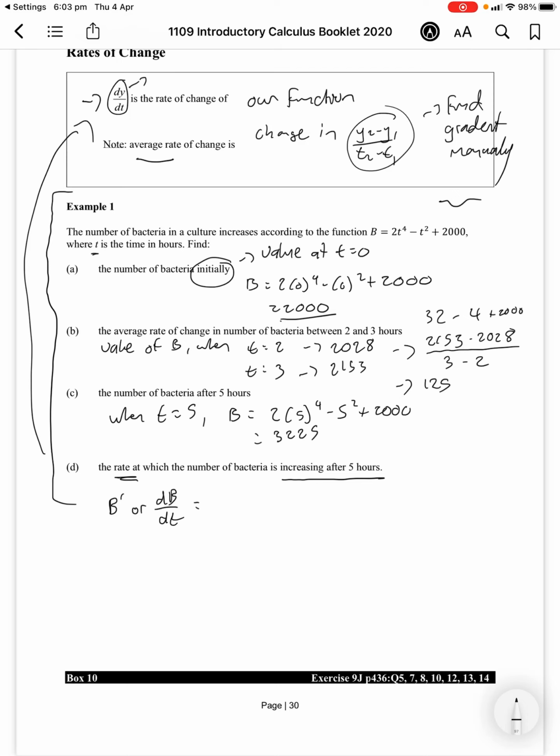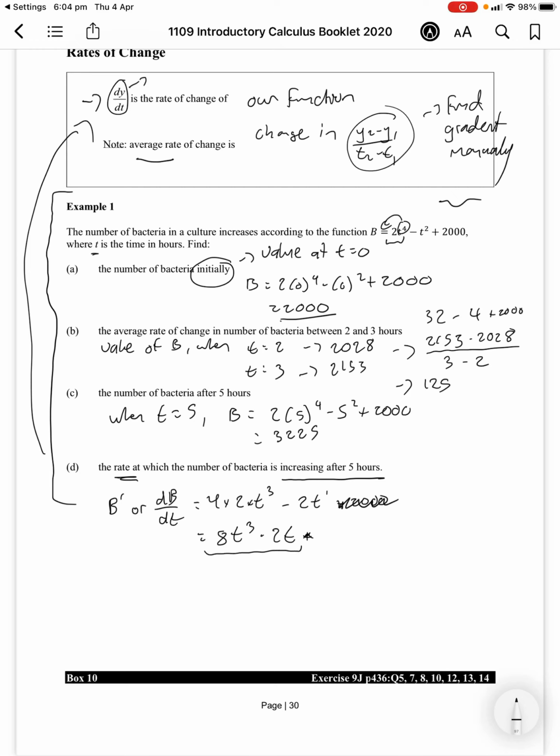So dB over dt, we've got to differentiate t to the 4. 4 comes out the front, so it's going to be 4 times 2 times t to the 3 minus 2t to the 1, or just 2t, plus 2000. We clean that up, and get rid of those whole numbers when you differentiate. That gives us the rate of change.